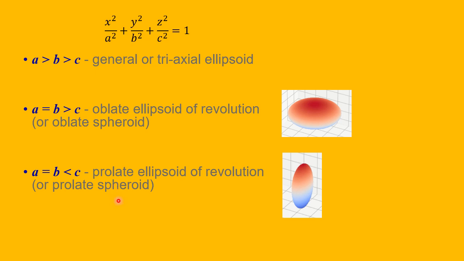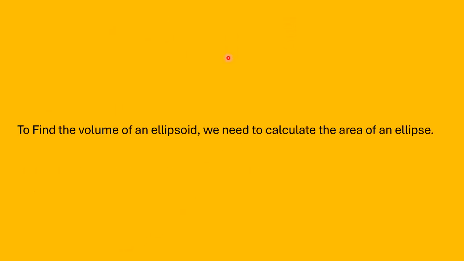What would happen if A, B, and C were all equal? Well, in that case, you would get a sphere. To find the volume of an ellipsoid, we're going to be integrating over a lot of ellipses. So the first thing we need to do is find the formula to calculate the area of an ellipse. We can do that by Calc 1 techniques.